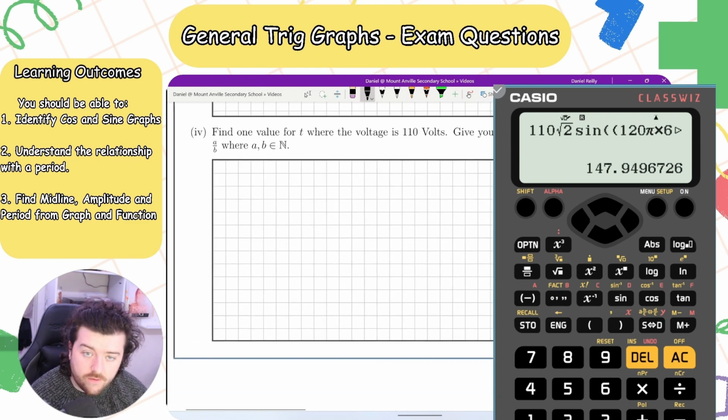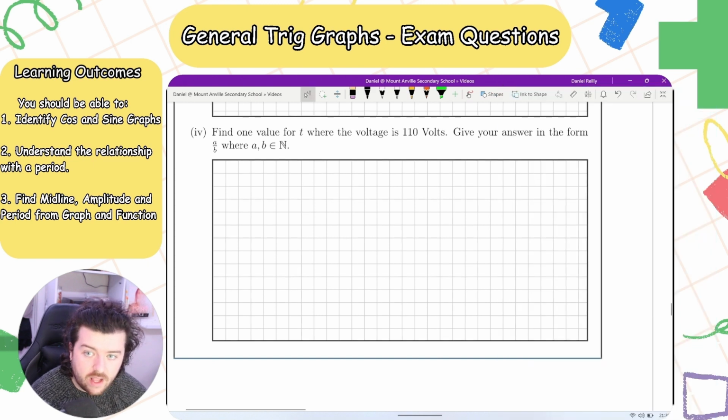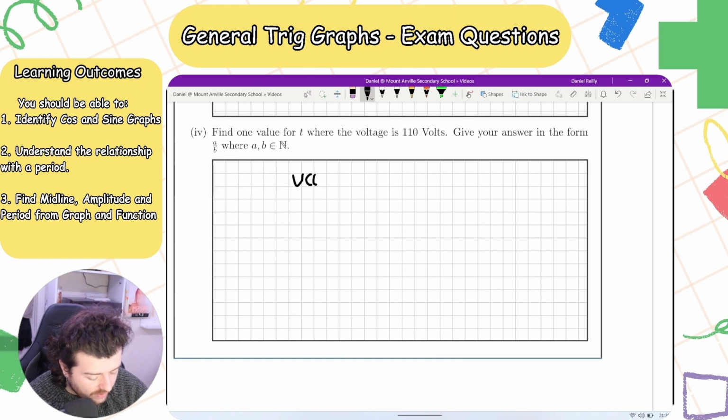Then this one here, the final question, is actually a trig equation in disguise. Find one value of t for where the voltage is 110 volts. Give your answer in the form A over B. So I want to find when V(t) is equal to 110.